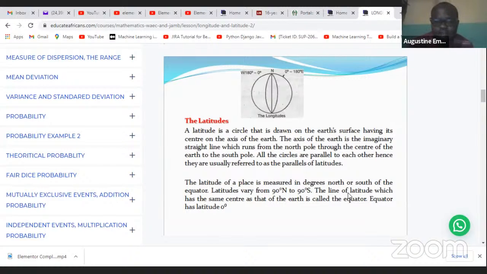Now, the line of latitude, which has the same center as that of the Earth, is called the equator. Equator has the latitude of 0 degrees. Just the same way the prime meridian, which is the meridian passing through Greenwich in London, has the longitude of 0 degrees. That's the same way the latitude of the equator, the reference point for the latitude, is also 0 degrees.